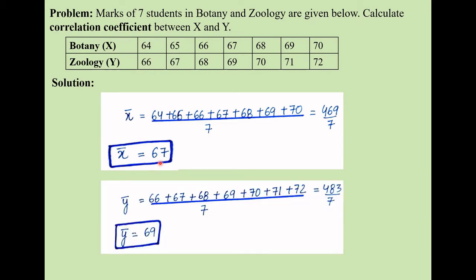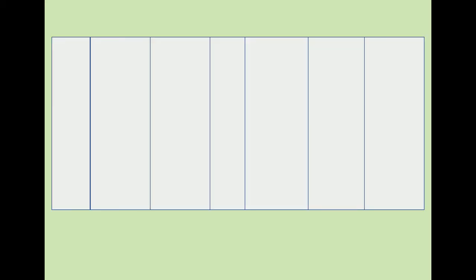Now find out the arithmetic mean of y variable. So y bar is equal to 66 plus 67 plus 68 plus 69 plus 70 plus 71 plus 72 upon n. n is total number of observations and the value of n is 7. So by adding all the observations, y bar is equal to 483 upon 7. Y bar is equal to 69. So x bar is 67 and y bar is 69.